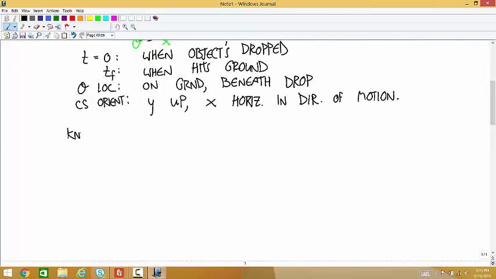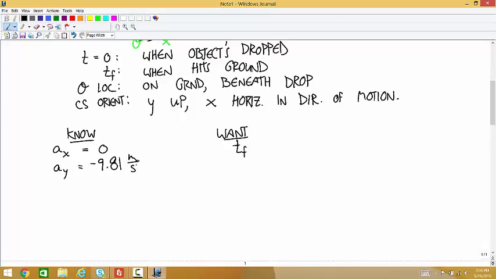And now we have to think about what we know and what we want. Do we know time final? No? Do we want it? Yep, that's the thing we want. Do we know anything about acceleration? Yep, free fall, so we always know those. So AX is 0. AY is negative 9.81.